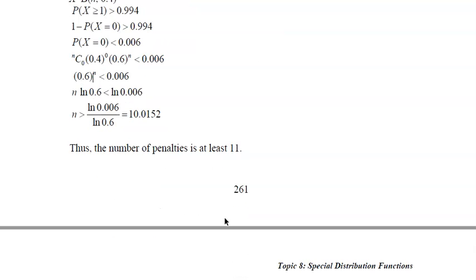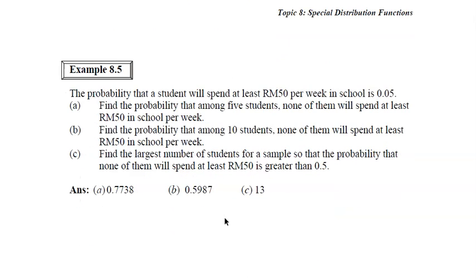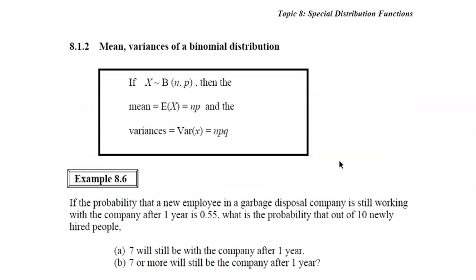I hope you're clear. If you look at example 8.5, it is quite similar to example 8.4. Just try it first. For 8.5a and 8.5b, it is a simple binomial distribution. As for example 8.5c, you may refer to example 8.4, and the answer will be 13. So let's proceed.